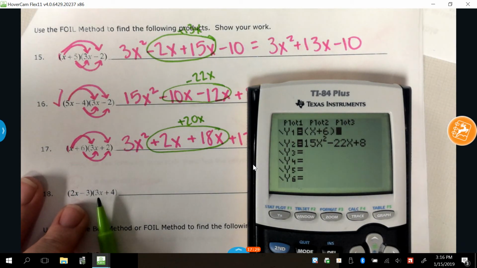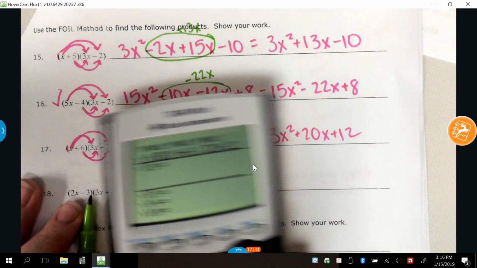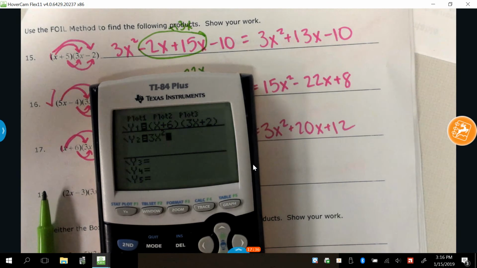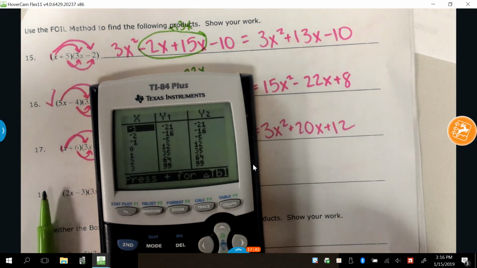x plus 6, 3x plus 2, 3x squared plus 20x plus 12 is my right answer.